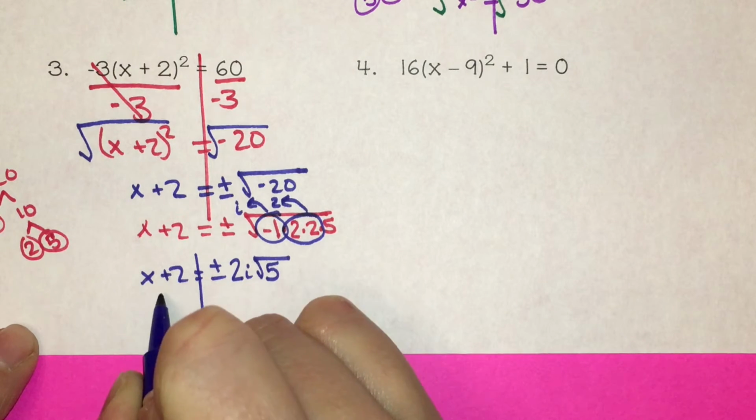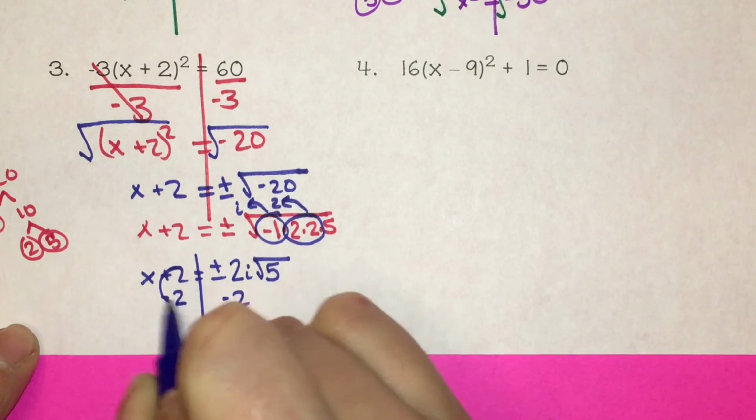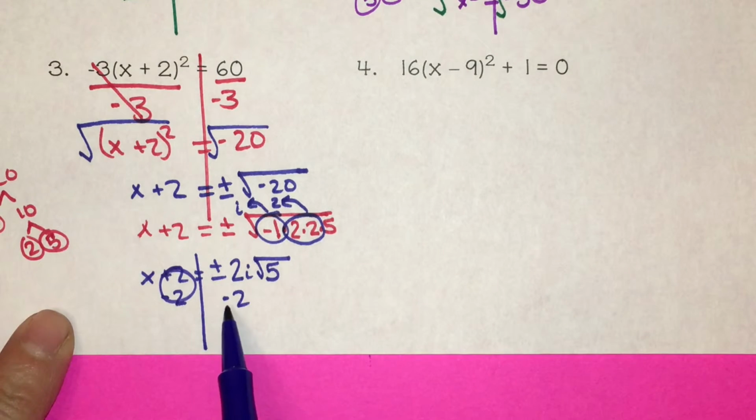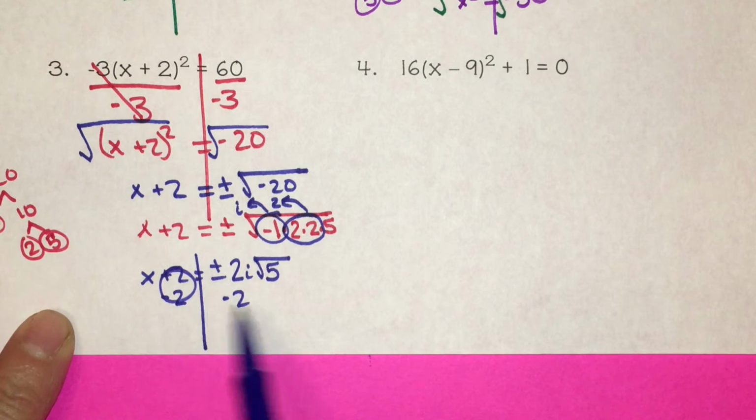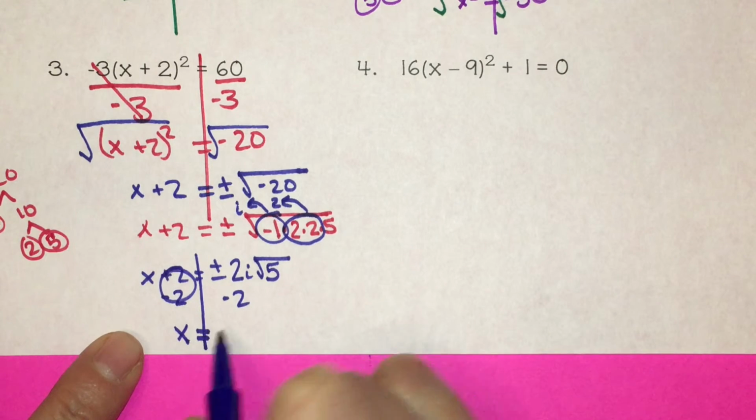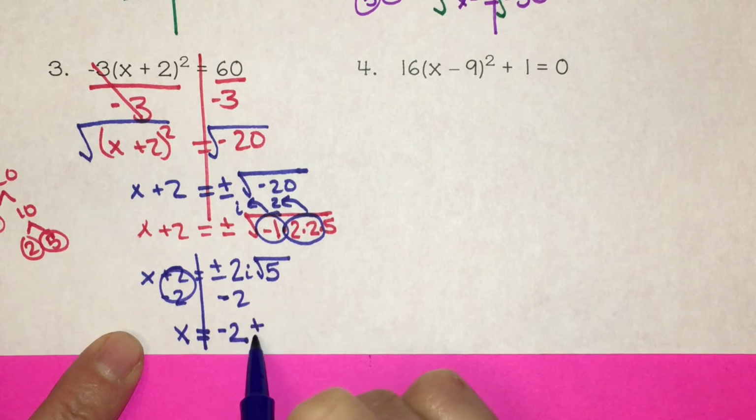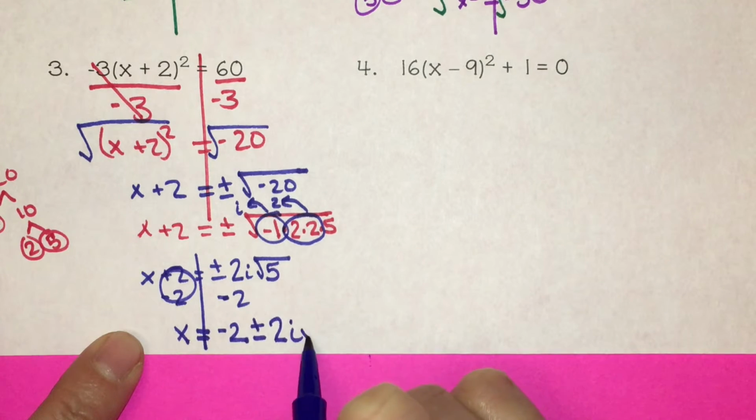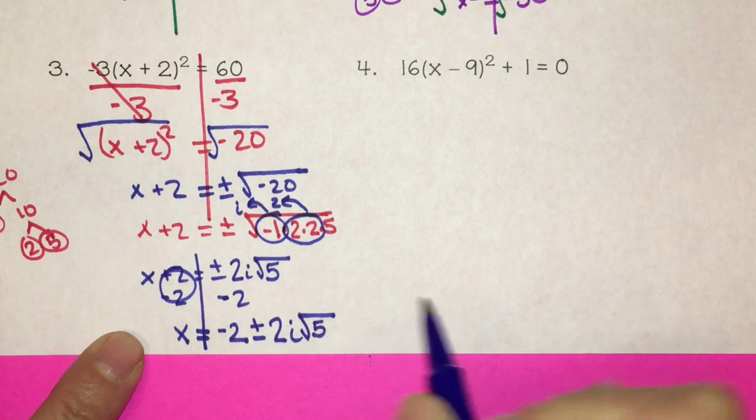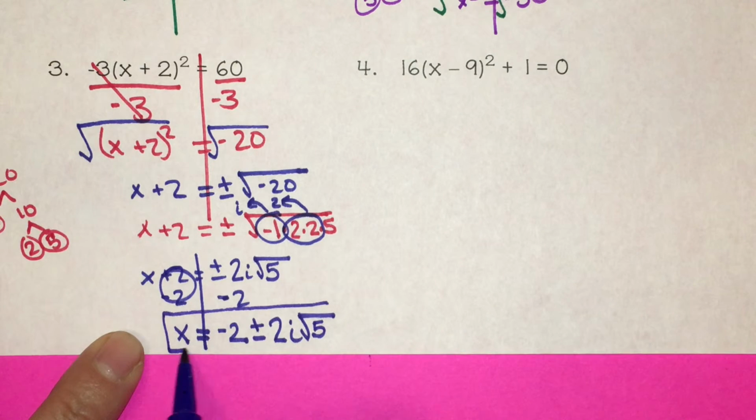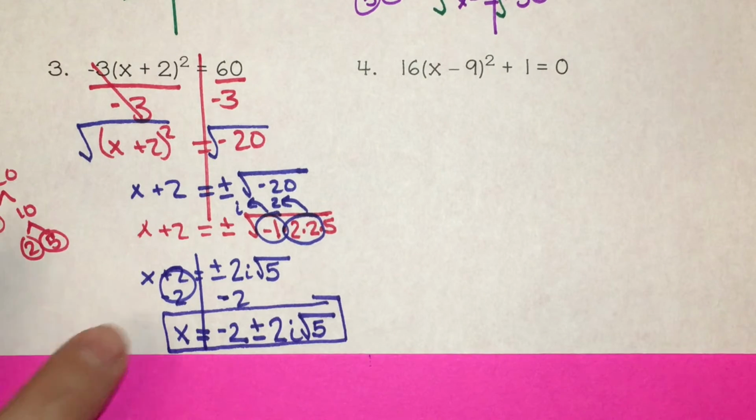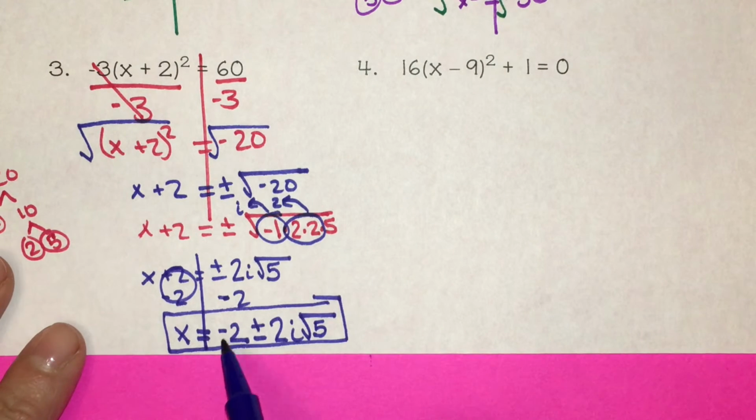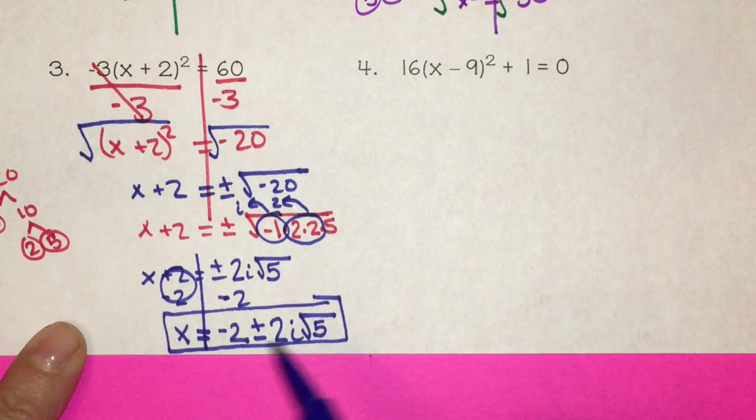So here, to get x by itself, I'm going to subtract 2 from both sides. I'm going to put that minus 2 in front of my complex number here. So I have x equals, remember minus 2 is just negative 2. And then I have plus or minus 2i times square root of 5. And that is my answer. So if you put plus or minus 2i times the square root of 5 minus 2, go ahead and just get in the habit of putting that in the front.